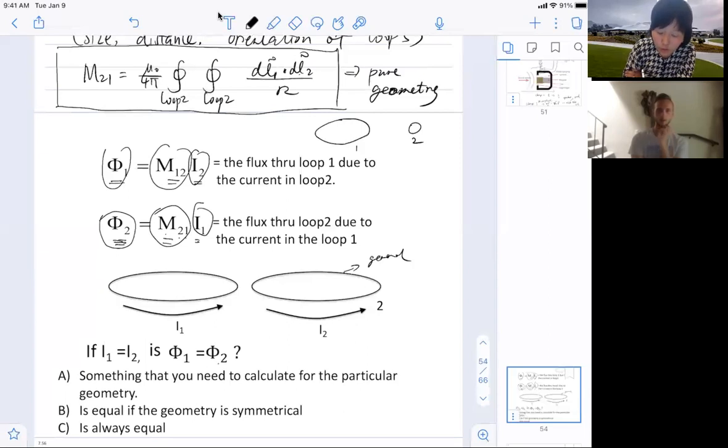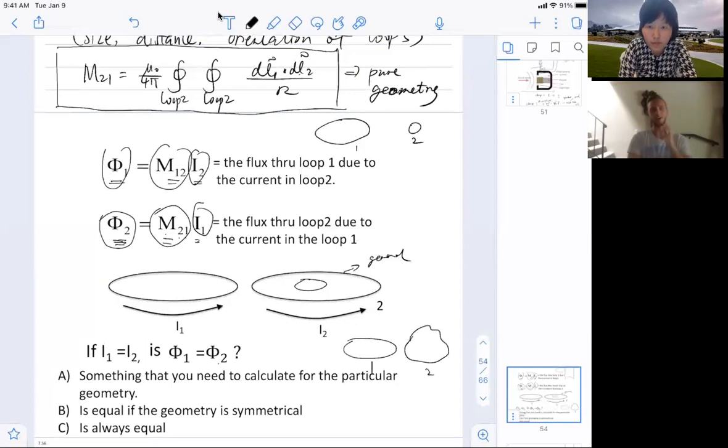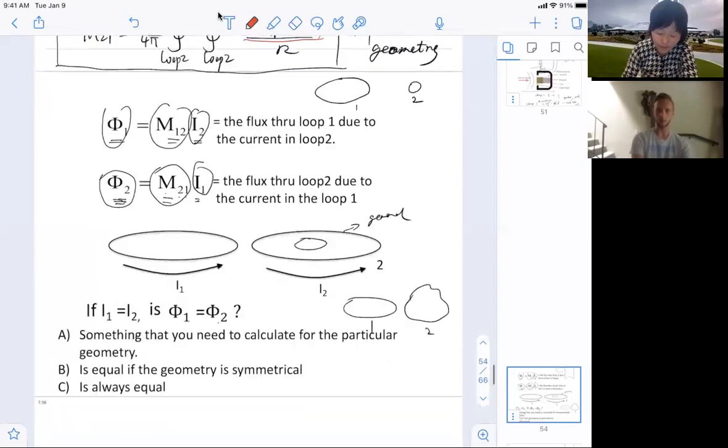What if I had drawn two to be different, smaller or bigger? Or if I drew one as a circle and two as some weird shape, would you still have kept the original answer? Yeah, I would agree that they would be equal as well. The reason being, the magnitude of either shape, I don't know how to explain that. M21 and M12 will be the same for each loop or whatever shape you have.